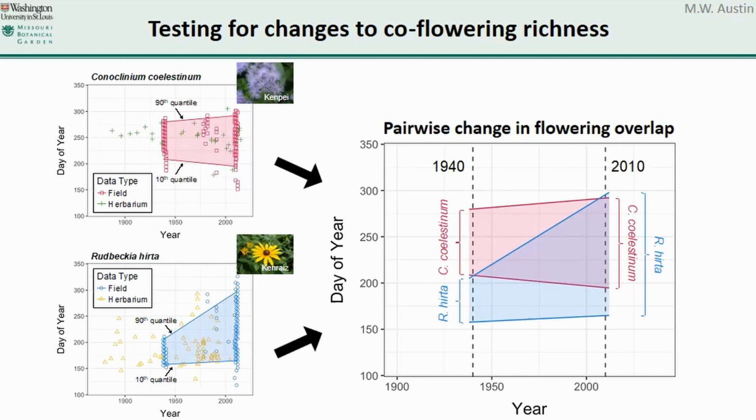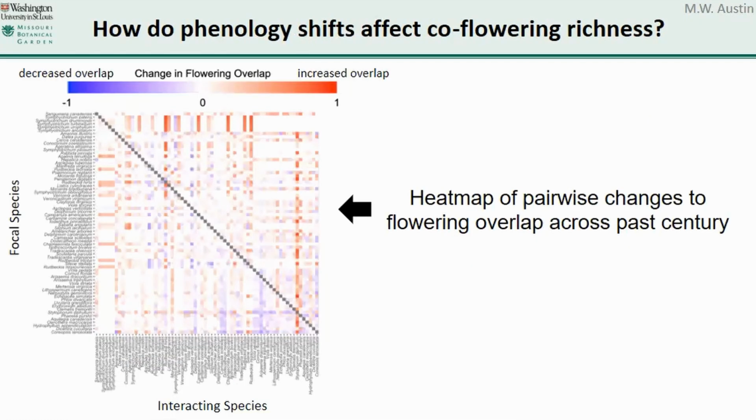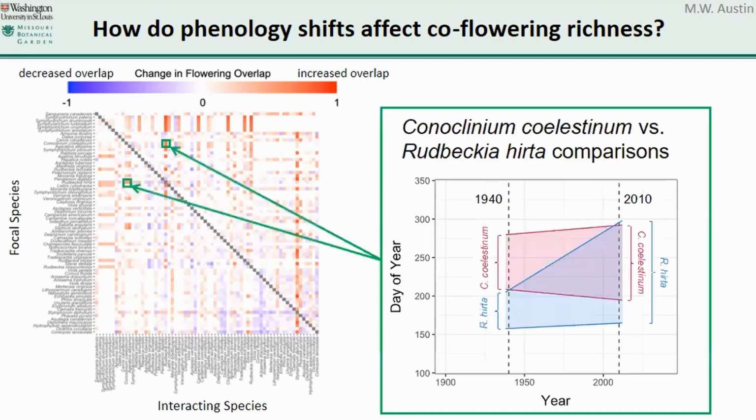So with 68 species in this data set, there are over 4,000 unique pairwise species comparisons. And we can plot all of those comparisons here, shown in this heat map. So what you're seeing here are all 68 species plotted on the Y against all 68 species on the X. Each cell in this heat map gives the results of how flowering overlap has changed for a unique pairwise comparison of species. Red indicates increased co-flowering, that their flowering overlap has increased from 1940 to 2010, and blue is the opposite. They have decreased in flowering overlap across that time.